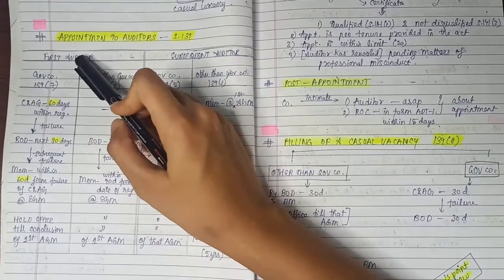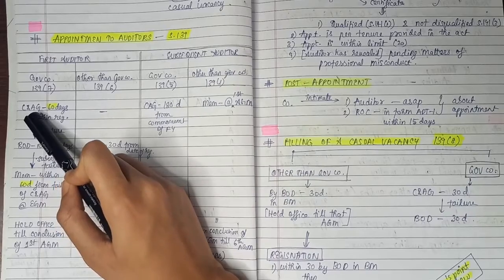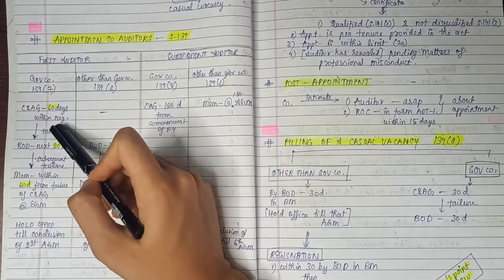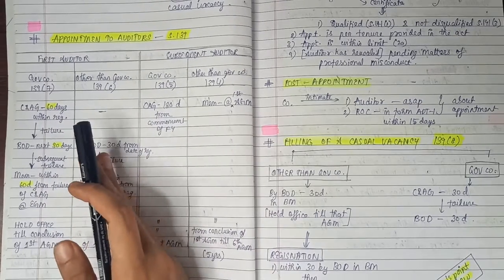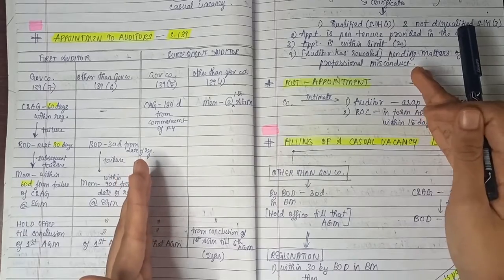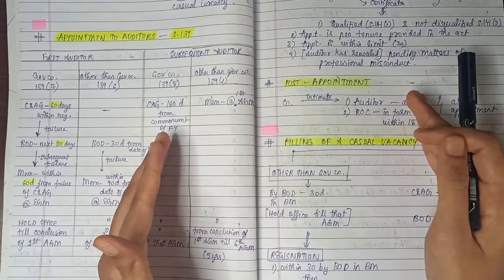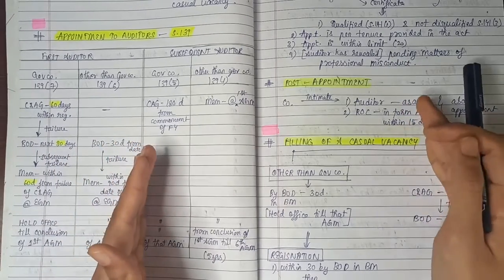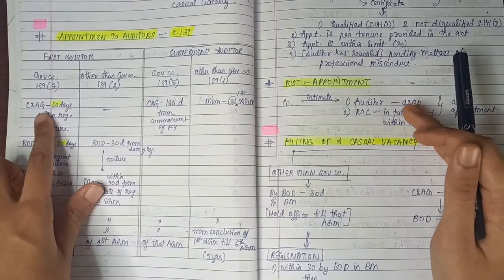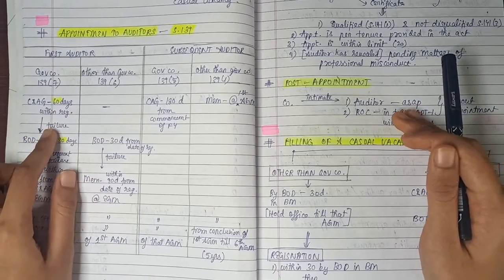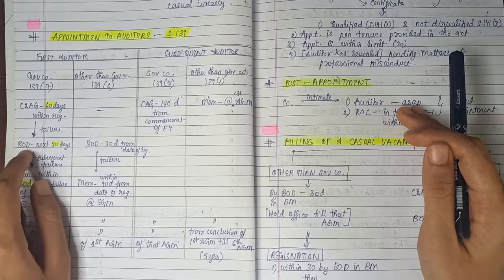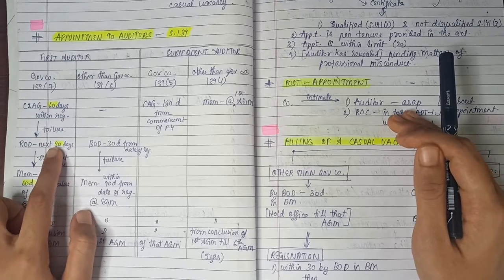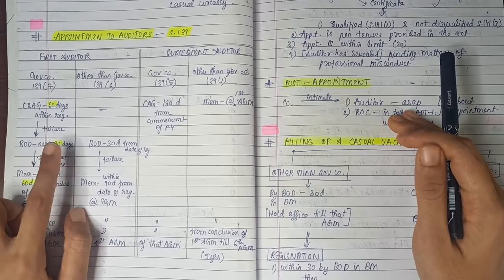In the case of the first auditor in a government company, the Comptroller and Auditor General of India will appoint the auditor within 60 days of registration. Suppose the company has been registered, then from the date of registration, within 60 days, who will appoint the first auditor in a government company? C&AG, the Comptroller and Auditor General of India. They will appoint the first auditor. If C&AG has failed to appoint within 60 days of registration, then the board of directors of the government company will have to appoint within the next 30 days.